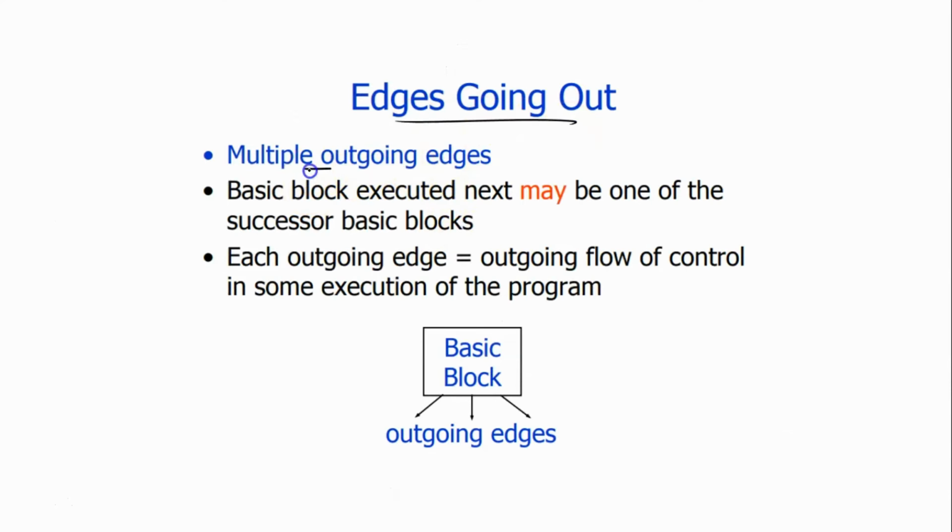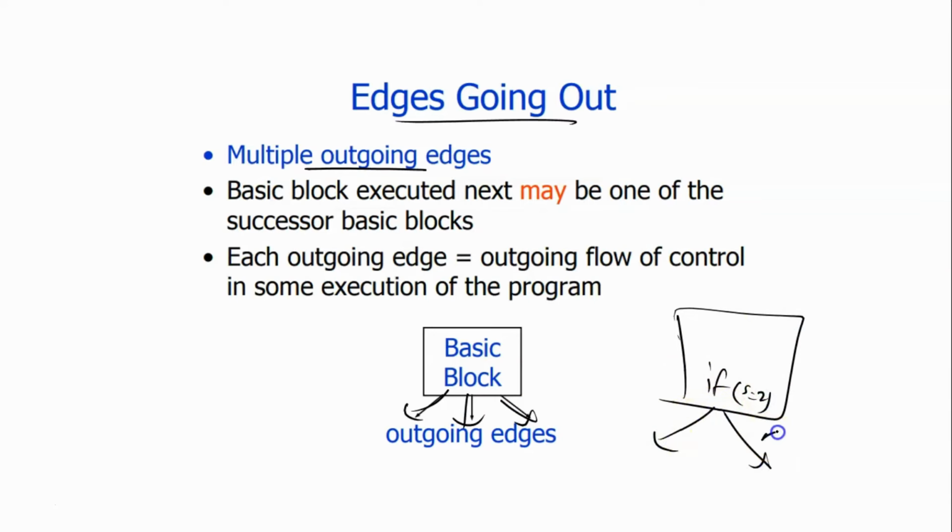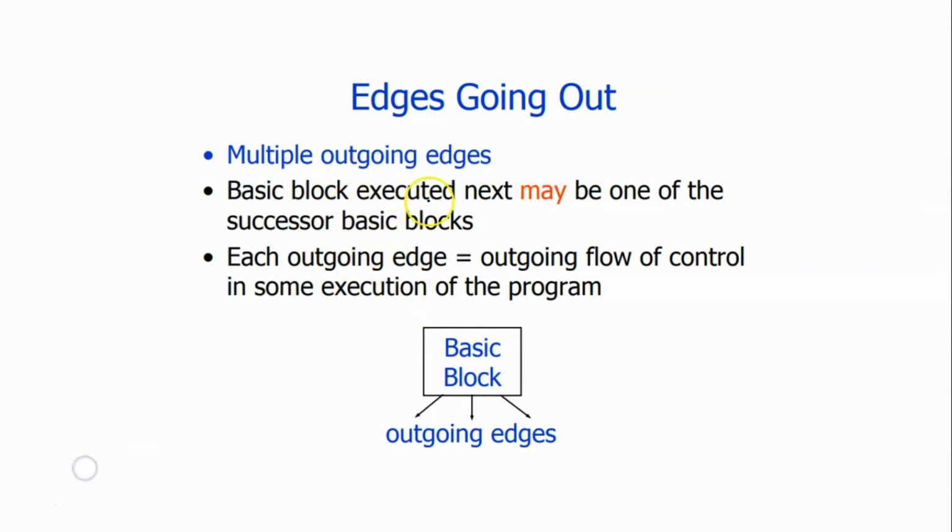Now, this is your basic block. Multiple edges can go out. Like if your last instruction is an if instruction, if s equal to 2, then multiple things can happen. Either this will be true or this will be false. So you can have multiple outgoing edges. When you have multiple outgoing edges, what does it tell you? It tells you that this is one possible execution order, this is also one possible execution order, and this is also one possible execution order.